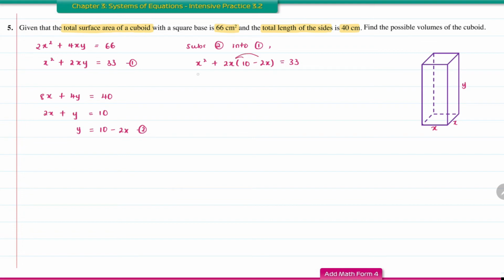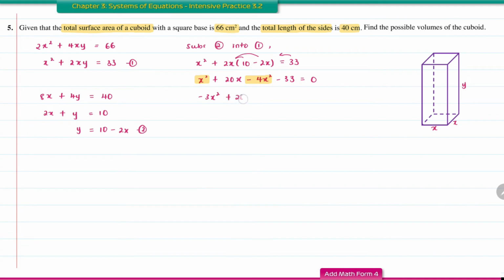So next, expand this. So here you're going to have 20x minus 4x squared, and I'm going to move this 33 to the left hand side so that the right hand side will equal to 0. So now we're going to solve for the like term and arrange this in the general form for the quadratic equation. So when x squared minus 4x squared, you're going to have negative 3x squared.